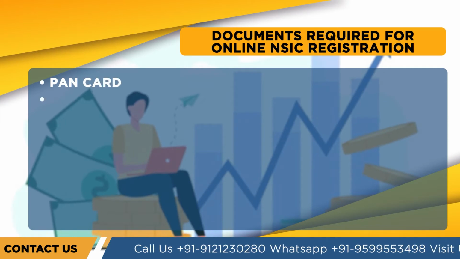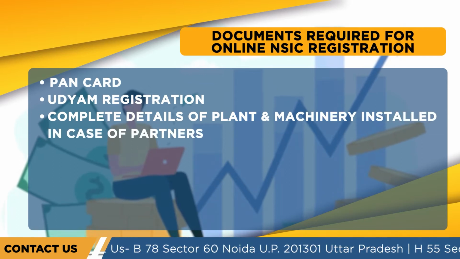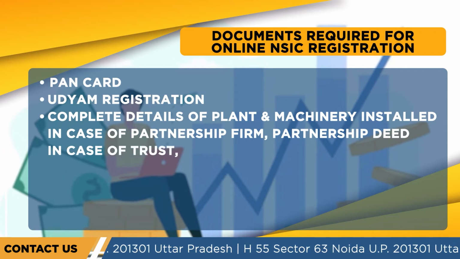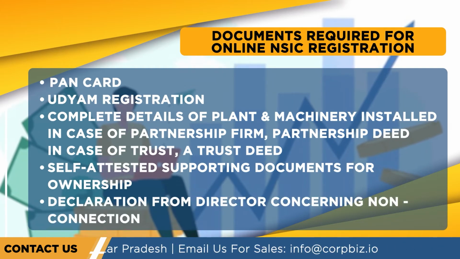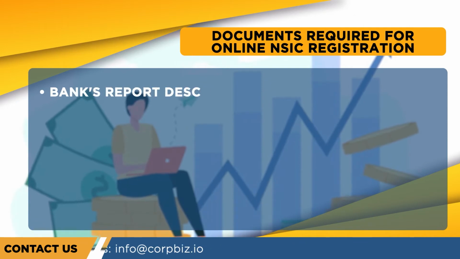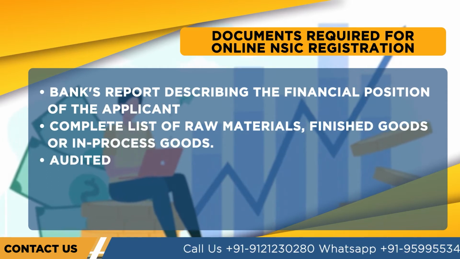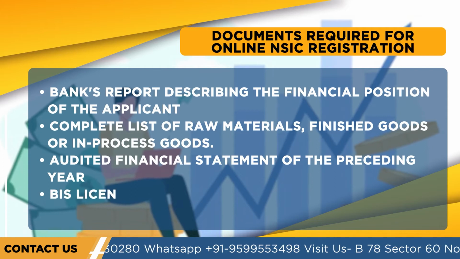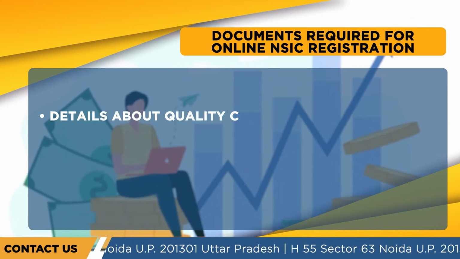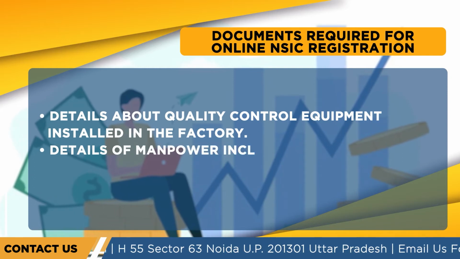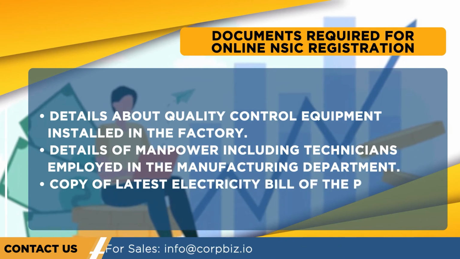Documents required for online NSIC registration: PAN card, Udyog registration, complete detail of plant and machinery installed, in case of partnership firm, partnership deed, in case of trust, a trust deed, self-attested supporting document of ownership, declaration from director concerning non-connection with any large-scale unit, bank report describing the financial position of the applicant, complete list of raw material, finished good or in-process good, audited financial statement of the preceding year, BIS license if applicable, ISO 9000 optional requirement, detail about the quality control equipment installed in the factory, detail of the manpower including techniques employed in the manufacturing department, and a copy of latest electricity bill of the premises.